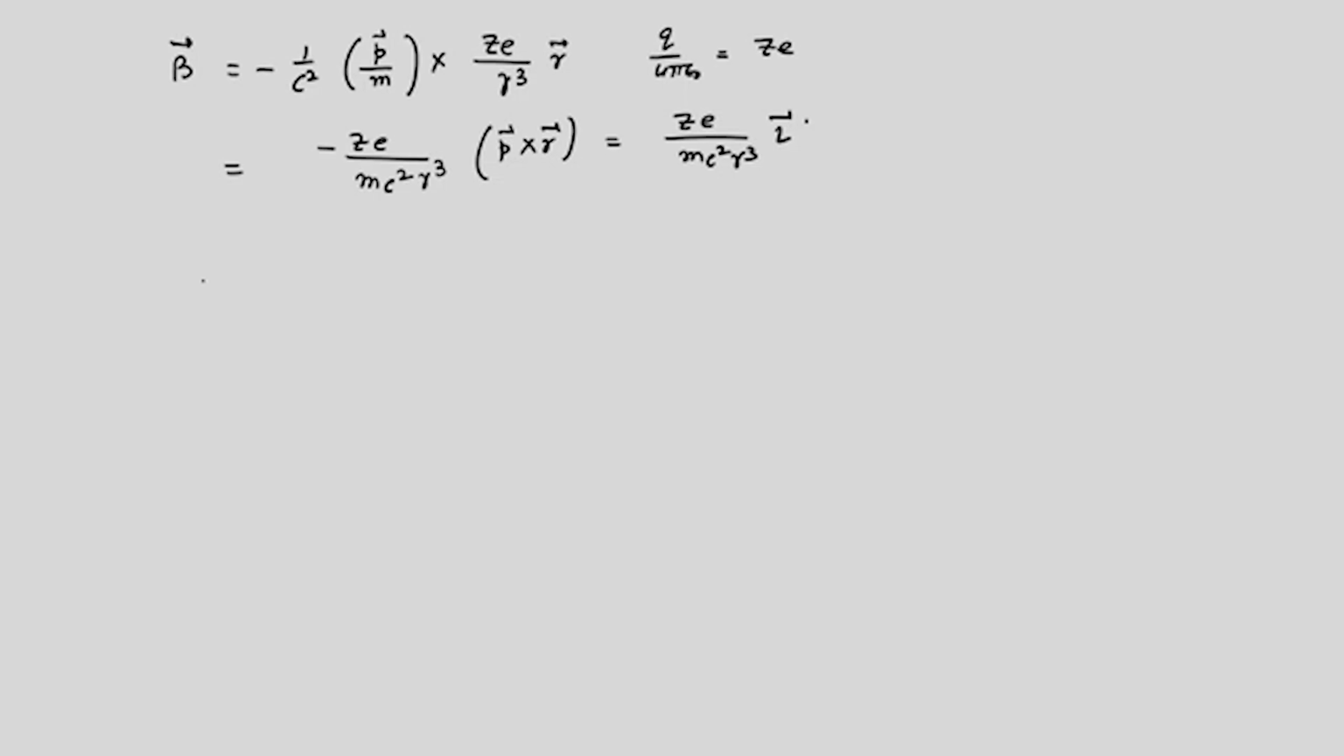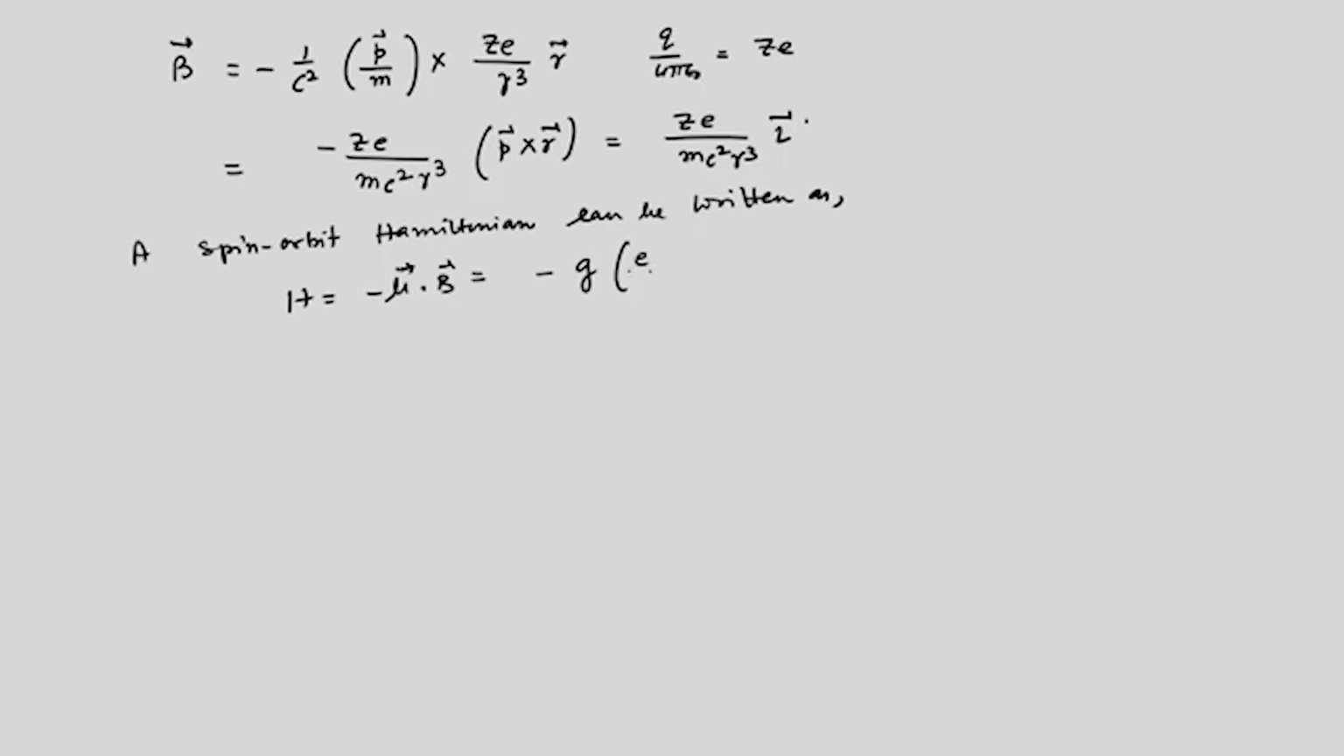Okay. So, a spin orbit Hamiltonian H is equal to minus mu dot B, where mu is the magnetic moment, and this is written as g e over 2m S, so mu is equal to g e over 2m S, where g is called the Landé g factor.